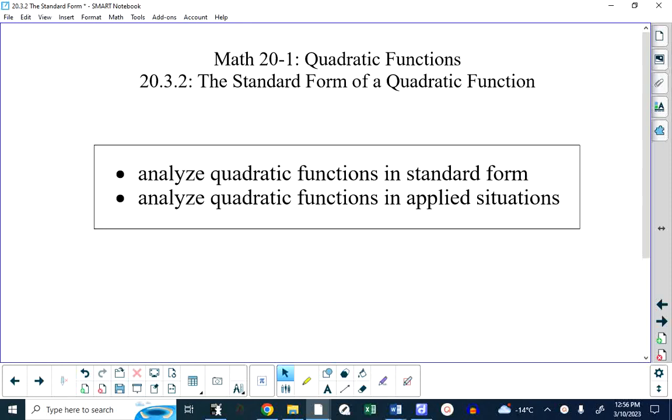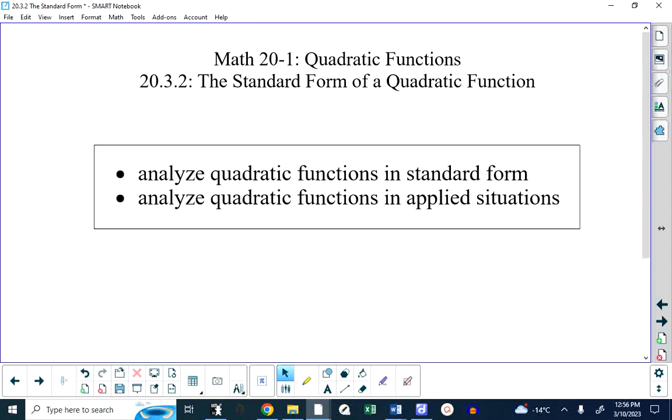What you're going to discover is that the vertex form, which is what we talked about before, what we just finished on, is information rich. It tells you where the vertex is, it tells you what the maximum or minimum is, it tells you all kinds of information. The standard form does not tell you as much information. Okay? So we're going to have to grapple with that.